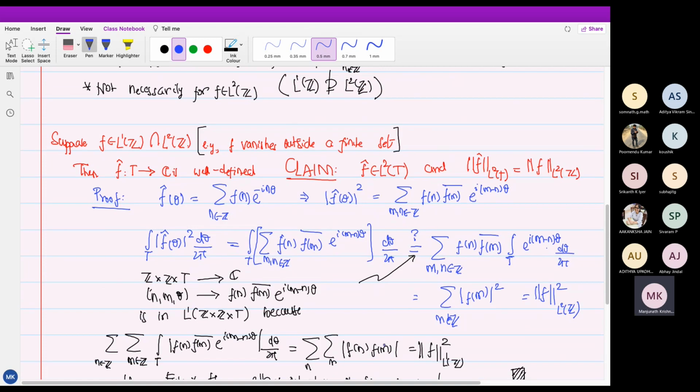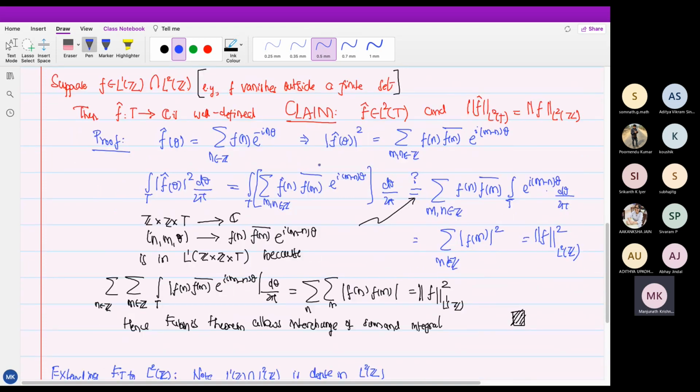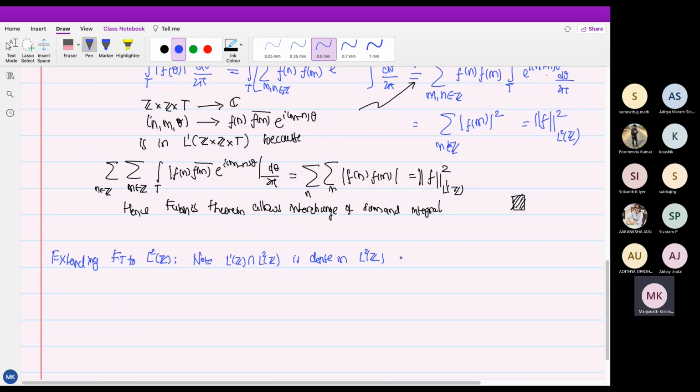In fact, that's why I had written this. Functions which vanish outside a finite set are themselves dense in L2. Of course, the finite set is not fixed. Every function with finite support, I mean, is dense in L2, also in L1 and all that. So these are themselves dense.